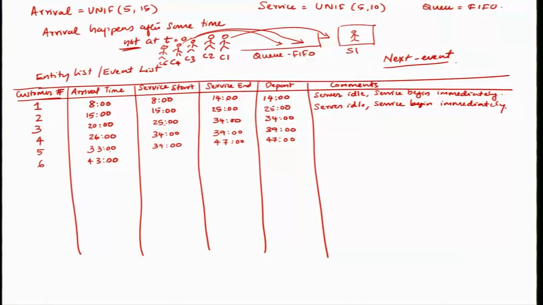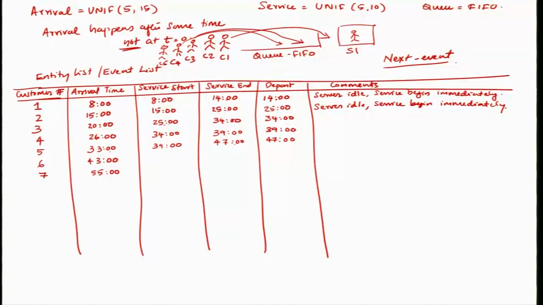Then we look at 43. At 43, this entity has arrived, but it is still waiting in the queue. So it will trigger the next arrival. We take a time of, let us say, 12 time units. So, 43 plus 12 is 55. So at 55 the next entity will arrive.